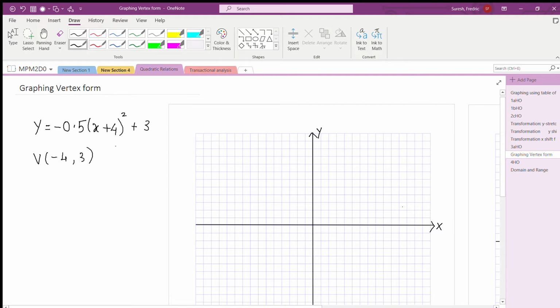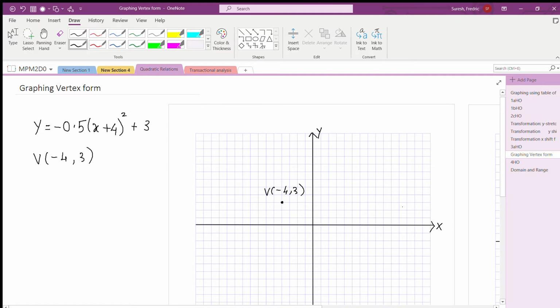In earlier classes and videos, we talked about how we have to switch the sign of this number 4. If it is positive, we switch to a negative. If it's negative, we switch to a positive. But we write the 3 as it is. So the first thing you do is plot that vertex on the graph. Negative 4: 1, 2, 3, 4; then up 1, 2, 3. That is the vertex. The vertex is (-4, 3).